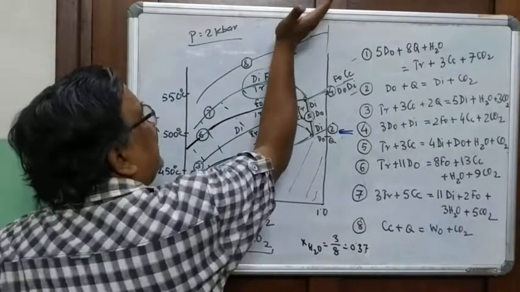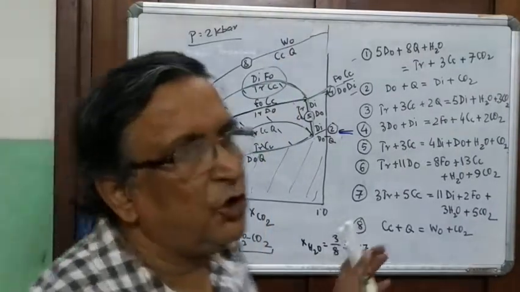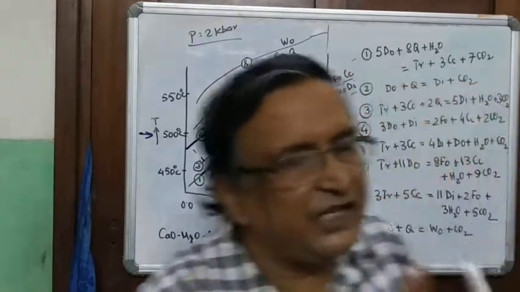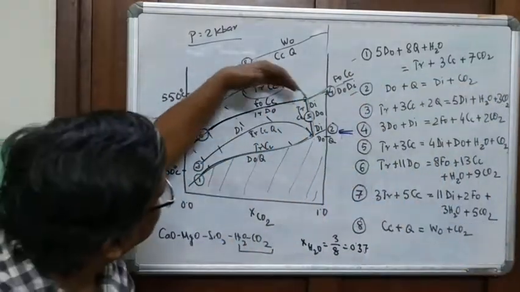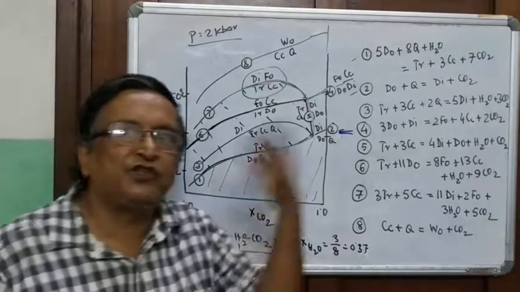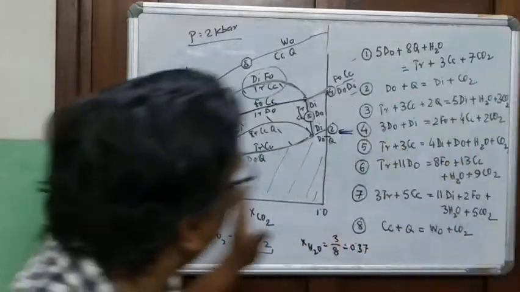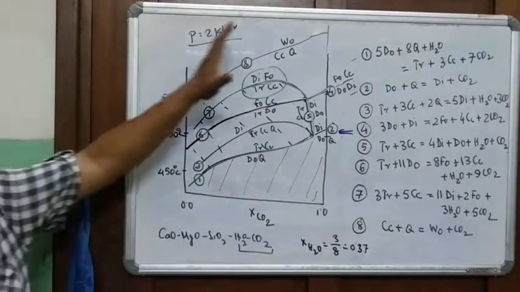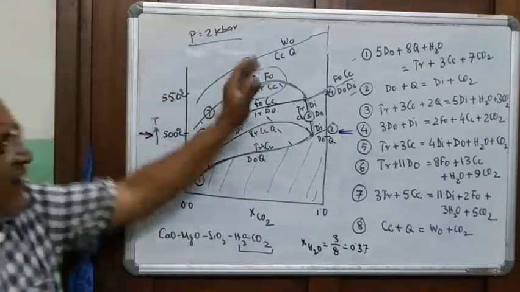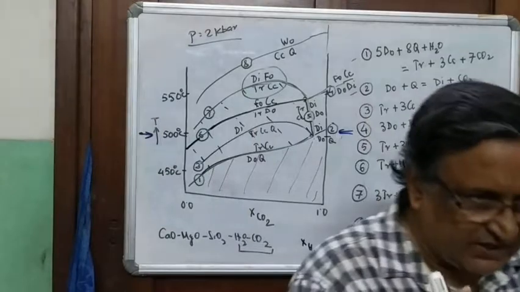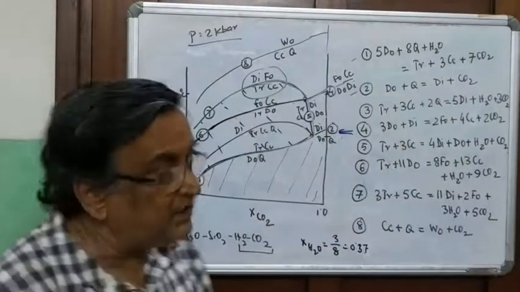But above this, tremolite is not present. Tremolite is not present above this green line. It's all forsterite-bearing assemblages. So this is an overall idea of the phase diagram, but we have to go into greater detail.